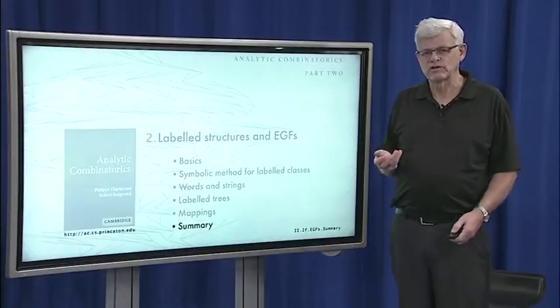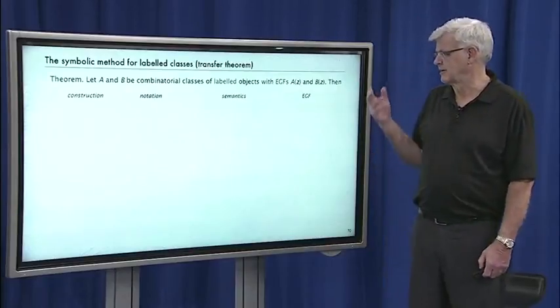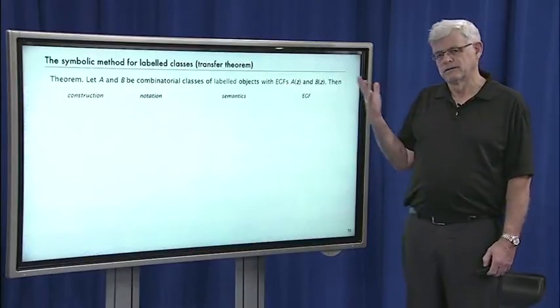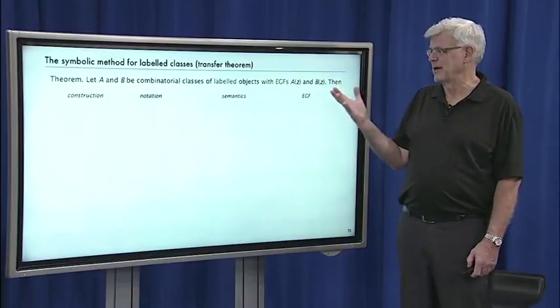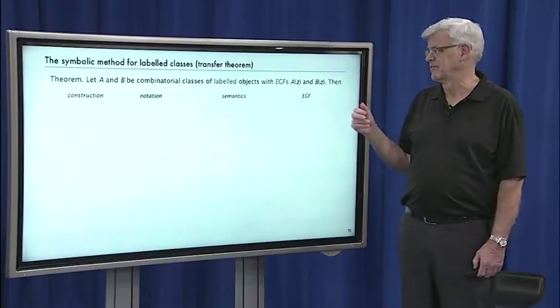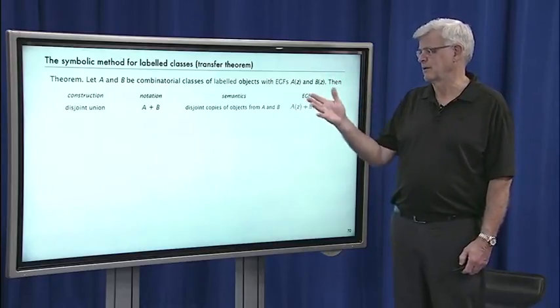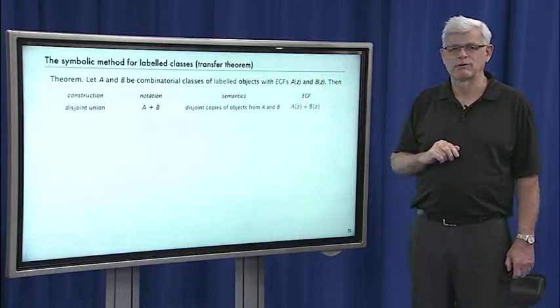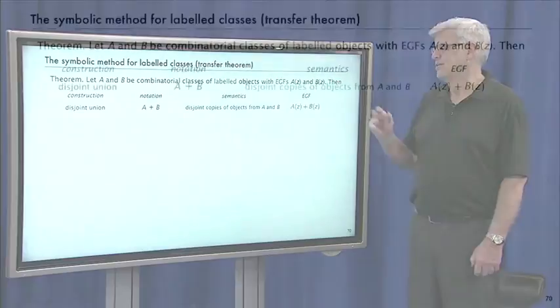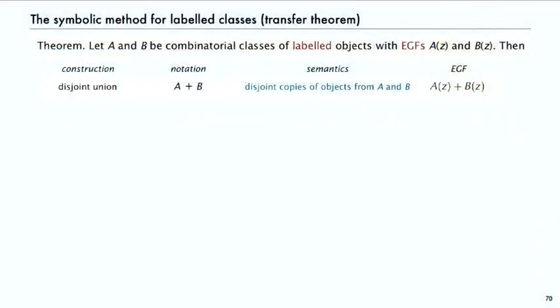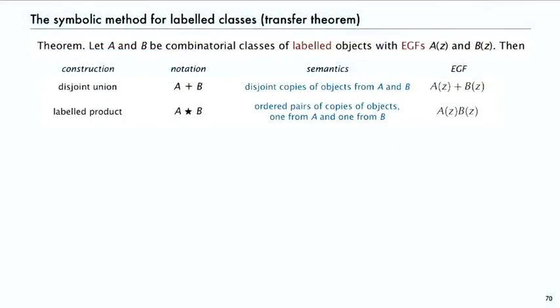So let's finish up with a quick summary of the things that we've covered in this lecture. The main topic has been the symbolic method for labeled classes, and particularly the transfer theorem, which shows how the constructions that we consider transfer to operations on generating functions. So we consider the disjoint union operation, and the main one, which is the labeled product operation, where we relabel objects in all possible ways, and we get a product on the generating function.